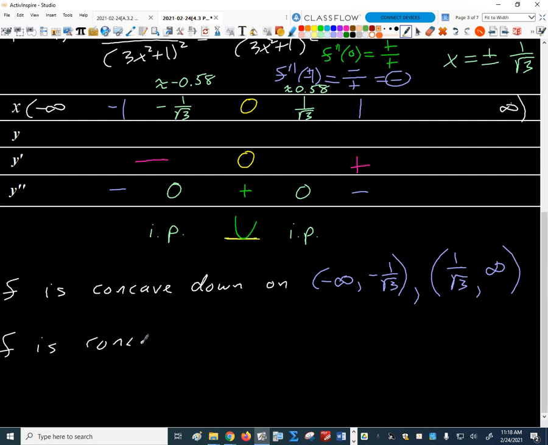our function is concave up on this interval, right? Between negative and positive 1 over the square root of 3. That interval right there. Okay, and then we see where we have inflection points. Okay. All right, good stuff.